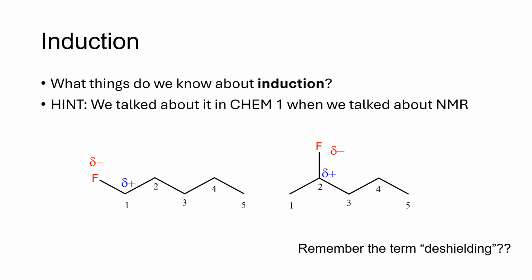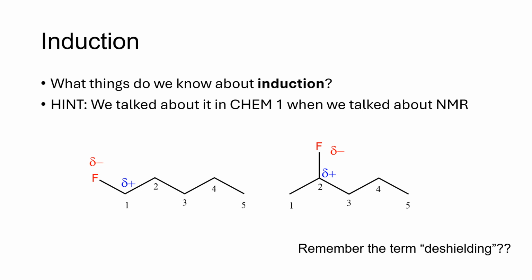Okay, so we have two more factors that we need to talk about when thinking about molecule stability. The next factor is induction. You should be familiar with induction from Chem 1. We did talk about it when we were talking about NMR, if you remember when we talked about de-shielding a nuclei or de-shielding a proton and what that did to a peak in the proton NMR.